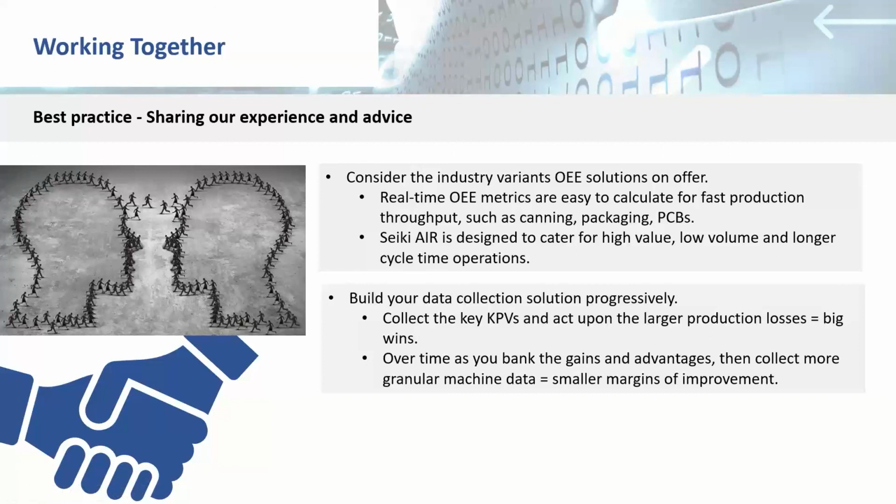So maybe there's a key performance variable that you wish to act on first of all, such as downtime or on-time delivery performance. You deal with that first of all, then you can address the others as you need to. You don't have to do it all in one go.